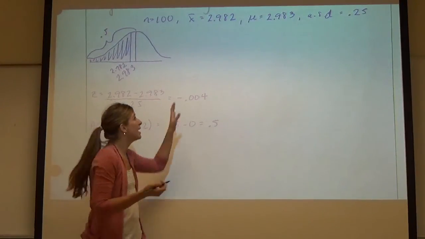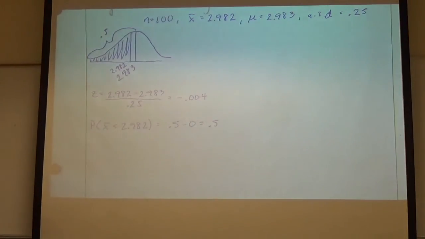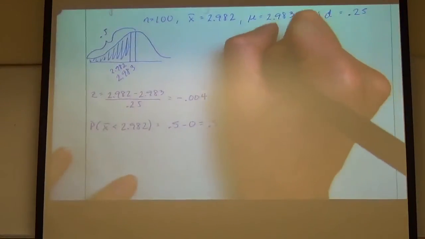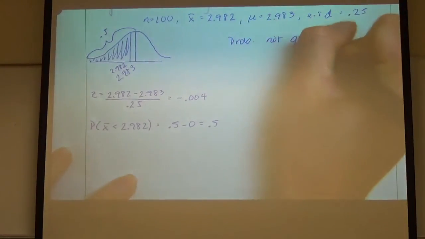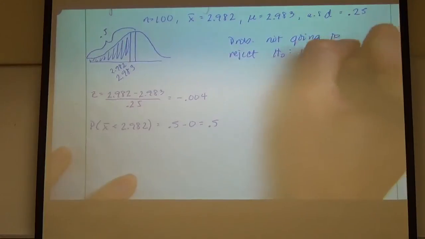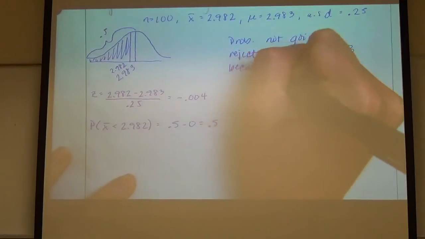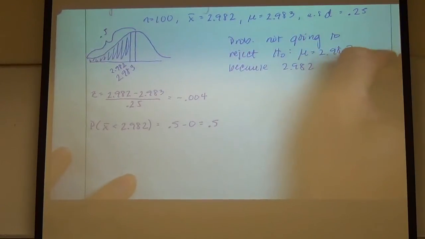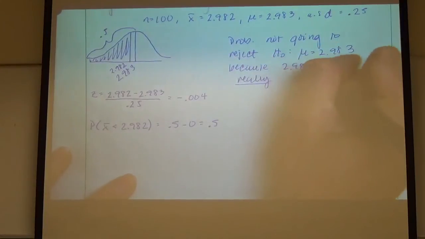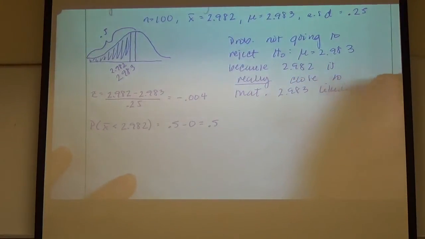So I would likely accept that the population average probably really is 2.983. Here, we're probably not going to reject H0, the null hypothesis that the mean was equal to 2.983, because 2.982 is really close to that. So that's likely going to be accurate. So 2.983 is likely accurate for the population.